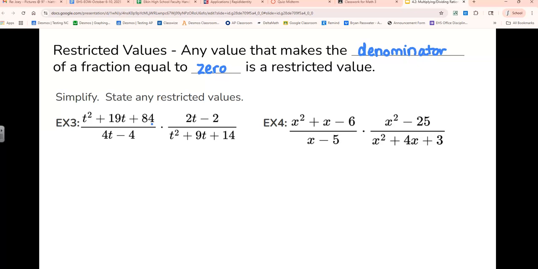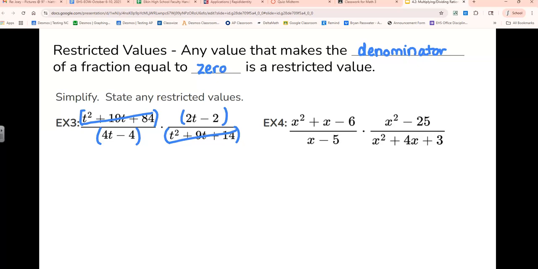But right now, as it is, this stuff is all multiplied, right? So I've got t squared plus 19 plus 84t on the top, and I've got t squared plus 9t plus 14 on the bottom. What's going to happen with those two? They're going to factor to be the same thing, right? If they do factor, I could go ahead and mark these out because they match.